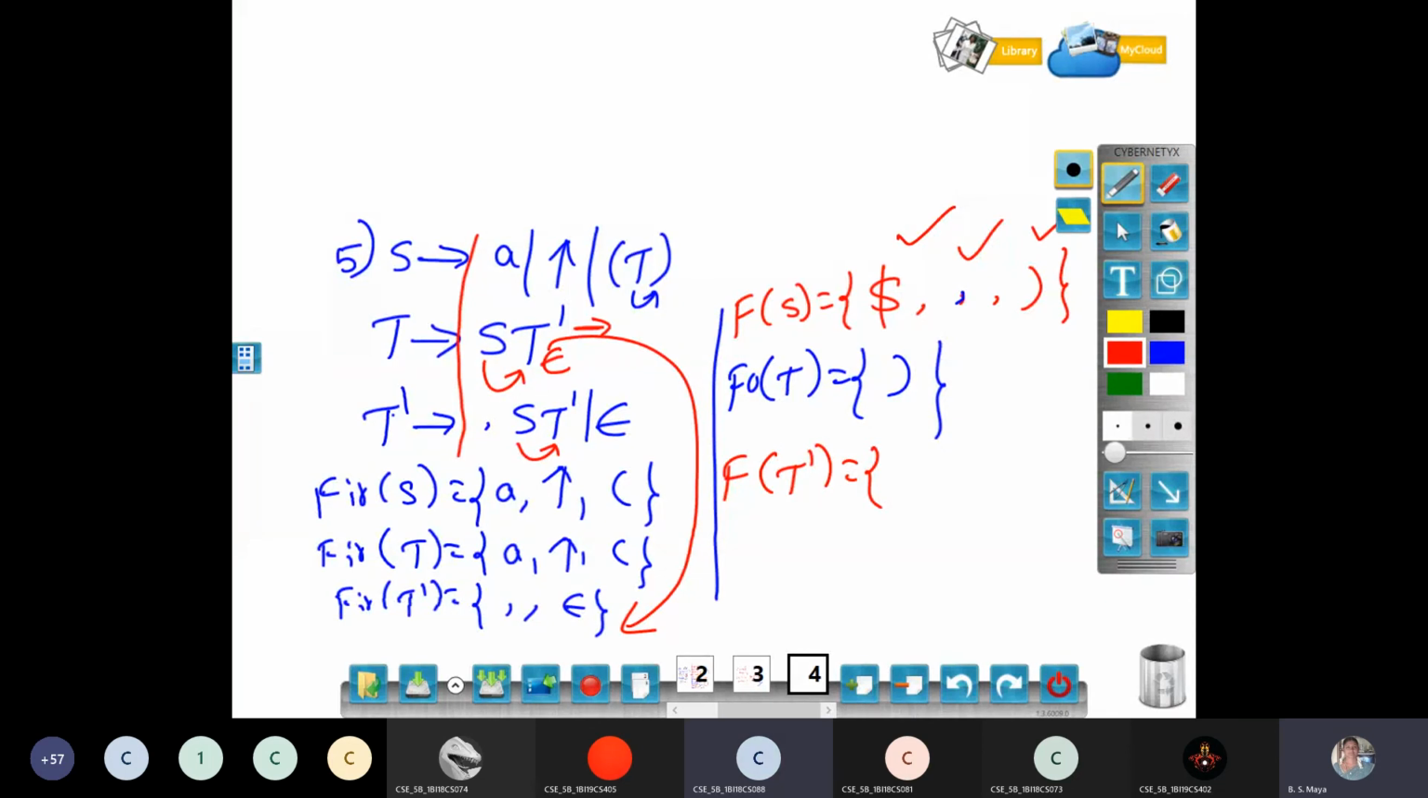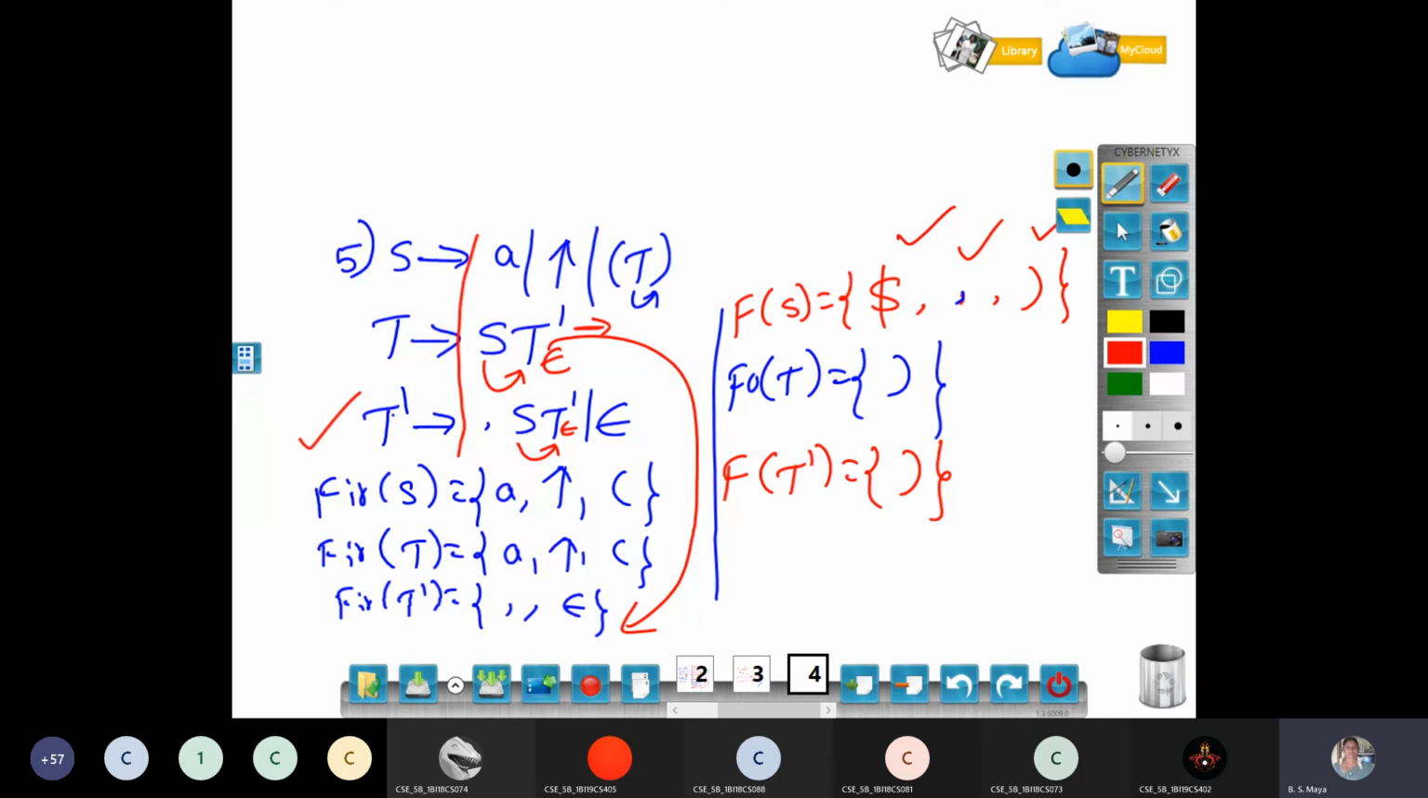Follow of T dash is epsilon. If follow of T dash is epsilon, it should go to follow of T. Follow of T is close parenthesis. You are coming for the third line. Follow of T dash is epsilon, then follow of T dash: I am doing only close parenthesis. I already included close parenthesis in follow of S. Is it required once again? No, ma'am. Then this is the end.